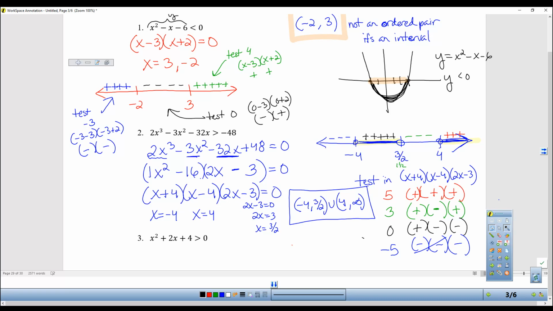Or my graphing people, do you want to do that so much faster? So for the graphing people, you think to yourself, here's -4, here's 3 halves, here's 4. It's a cubic function that's going up. So I'm going to go up. That ends up, which means it starts down. So I'm going to go up, come back down through there and then go up again.